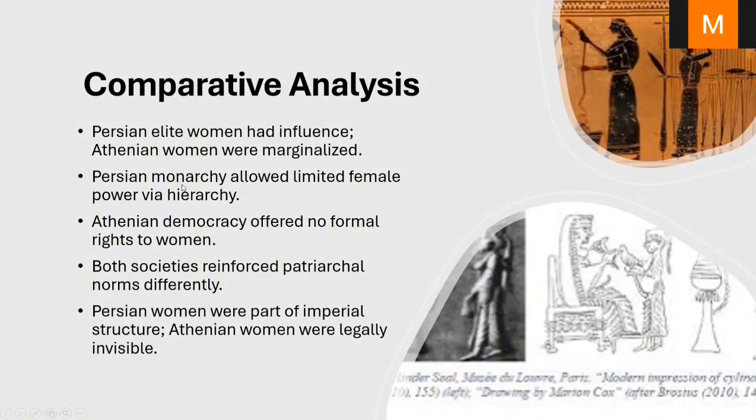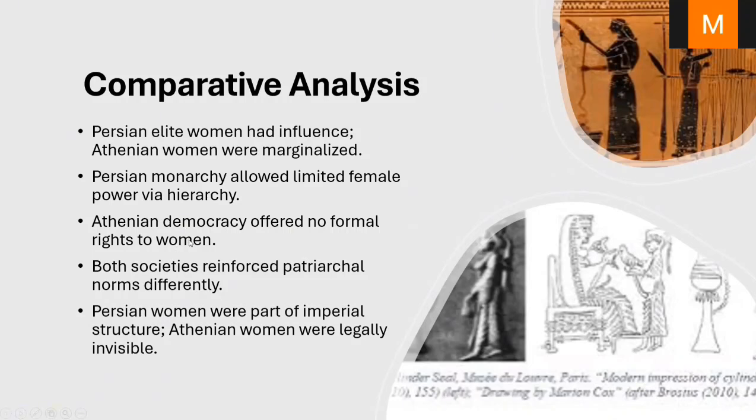In contrast, the Athenian women were completely marginalized in the public and political sphere. Despite Athens' democratic structure, women were denied all formal rights and lived under strict male authority. The Persian monarchy, with its hierarchy, created space for elite women to hold limited yet tangible power. Meanwhile, the Athenian democracy, ironically, was exclusive and patriarchal, offering women virtually no public agency.